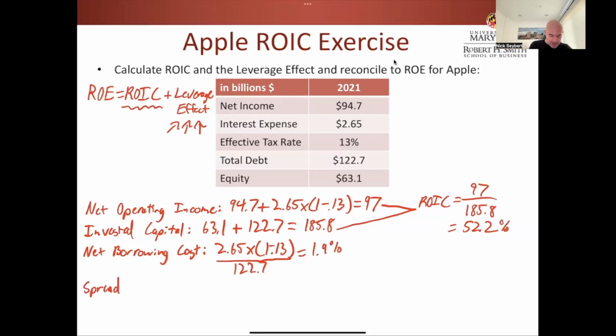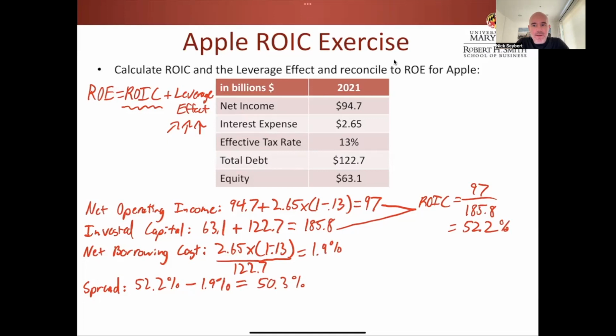The spread is just the spread in the rate of return and the interest rate. So the spread is the ROIC minus the net borrowing cost. So we already calculated those two components. And so we do 52.2% minus 1.9%. The spread, therefore, is 50.3%. So what is this saying?